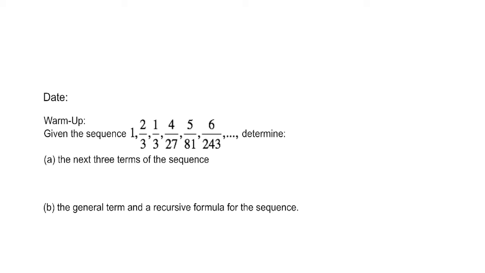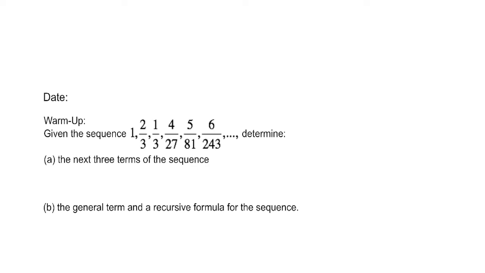So before we start our lesson on arithmetic series, let's just do a little review on sequences. So here I have a sequence: 1, 2/3, 1/3, 4/27, 5/81, and 6/243. So we want to first determine the next three terms of the sequence and then come up with the general term and a recursive formula for the sequence.